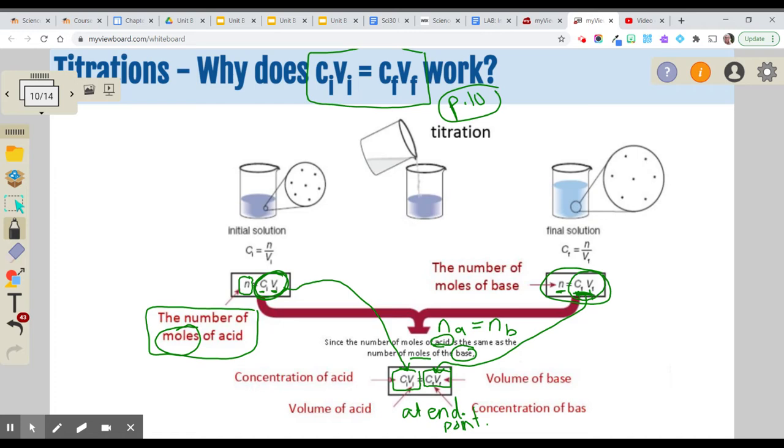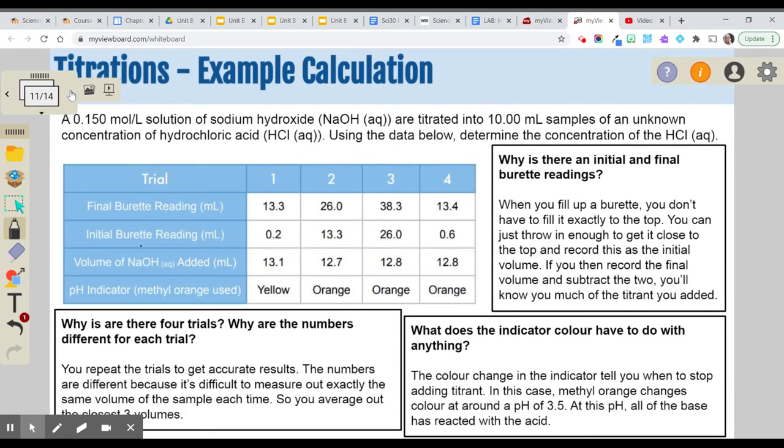All right. So let's try using this formula, shall we? Okay, so here's an example question. I know there's a lot of writing on here, so I'll walk you through this.